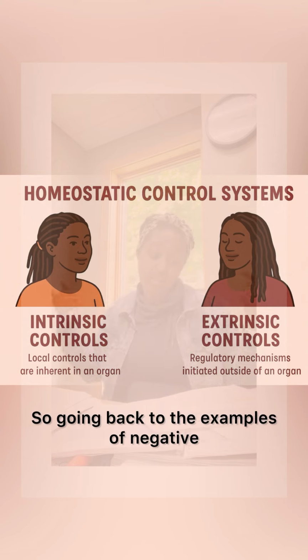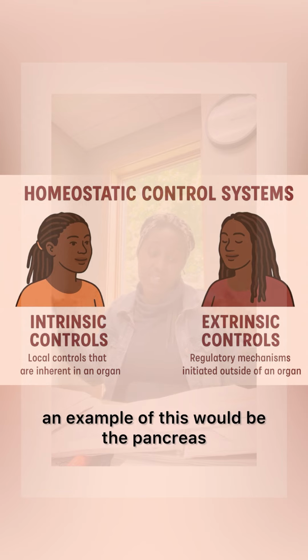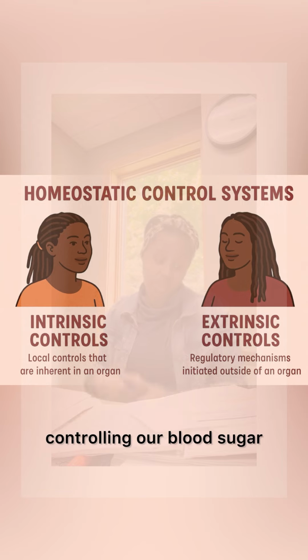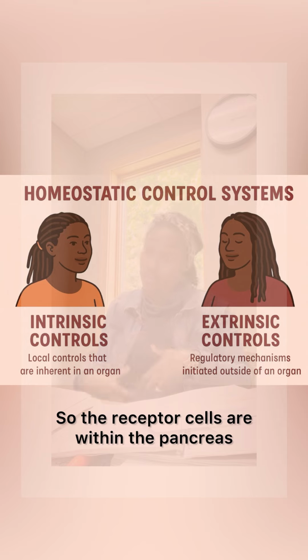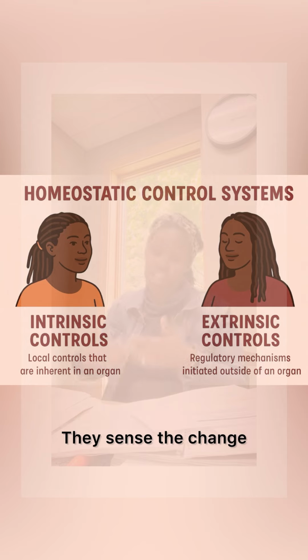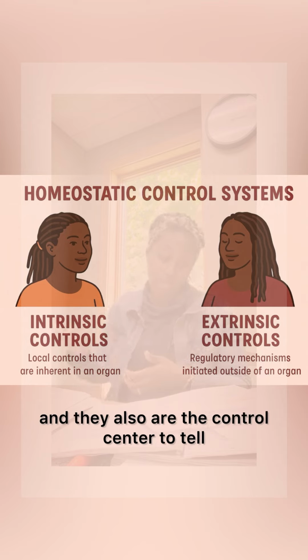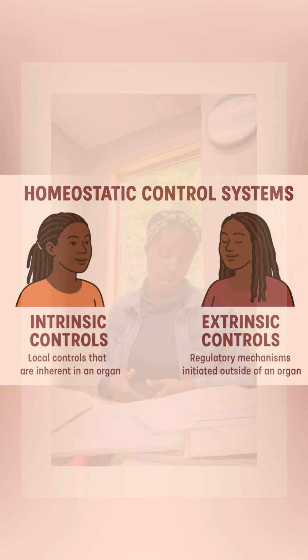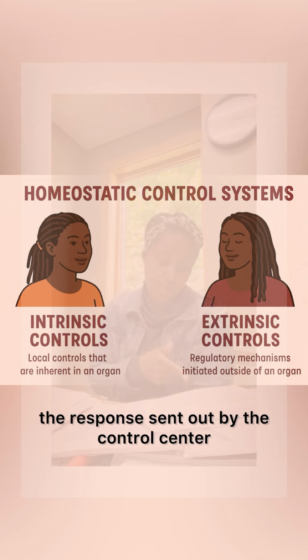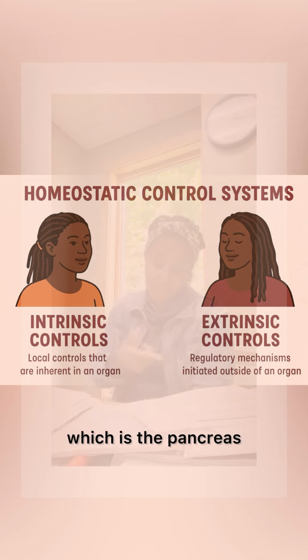So going back to the examples of negative and positive feedback, an example of this would be the pancreas controlling our blood sugar. So the receptor cells are within the pancreas. They sense the change, and they also are the control center to tell the pancreas, hey, something's wrong. And within intrinsic controls, the response is sent out by the control center, which is the pancreas.